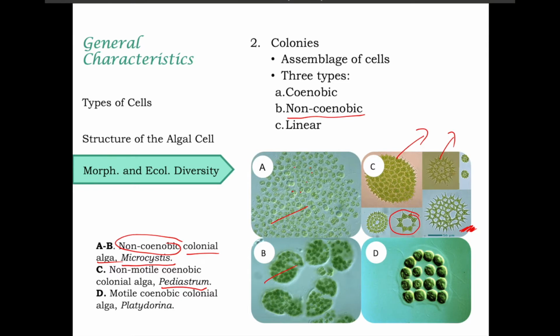So certain species has a certain number of cells, and you can actually use that to identify these organisms. And there are your linear types of colonies.